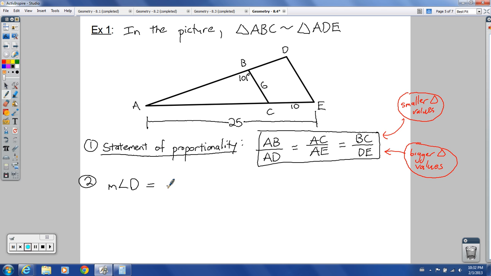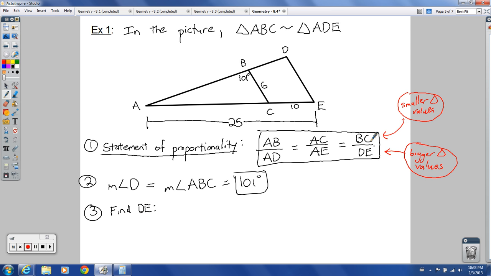So measure of D would equal the measure of ABC, which equals 101. So if I asked you to find what the measure of angle D was, you would say 101 degrees. And for 3, let's say I asked you to find DE. So that's what we're going to do on this last part 2, example 1. Find DE. So what could you say?